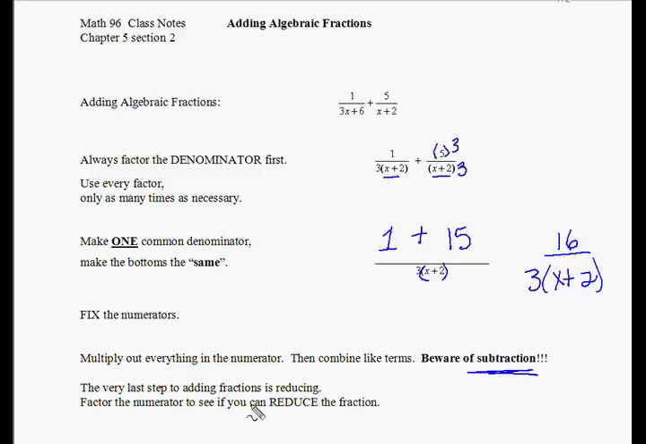And that last step in adding fractions is to reduce. But if you notice here, there's nothing that reduces. The bottom is already factored. The top only factors 2 times 2 times 2 times 2. And the 2 is not being added to an x, so we can't do that reducing. And we're all done.